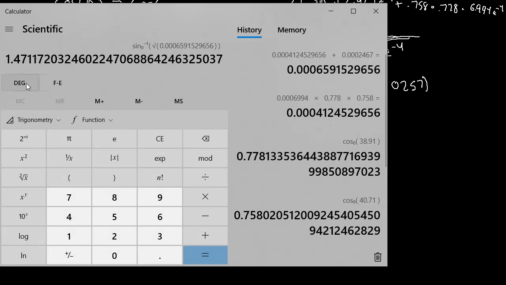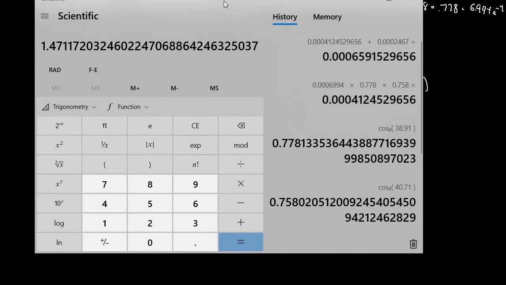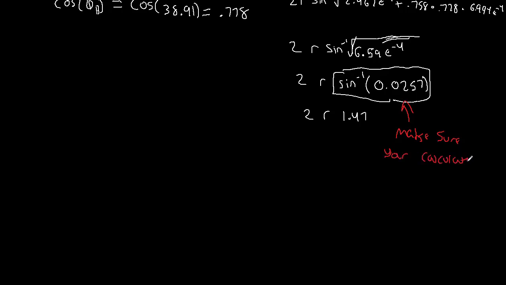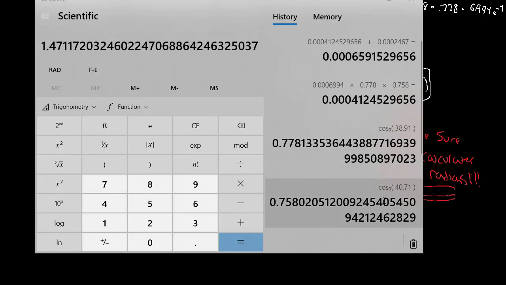I'm sorry, we actually have to switch that to radians. I apologize. It expects the input to be in radians. So let's do that calculation again. Actually, I want to make a bigger point of this. So when you run this equation, I'm going to make a big square here. Make sure your calculator is in radians, because you see I just made that mistake and almost continued with it.